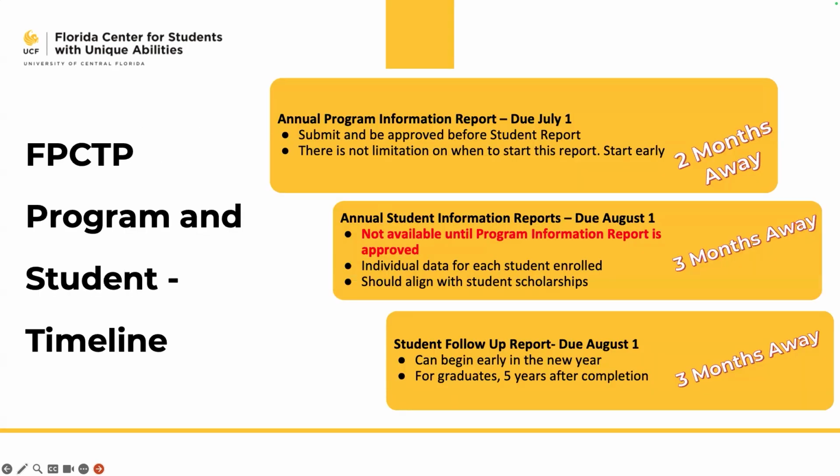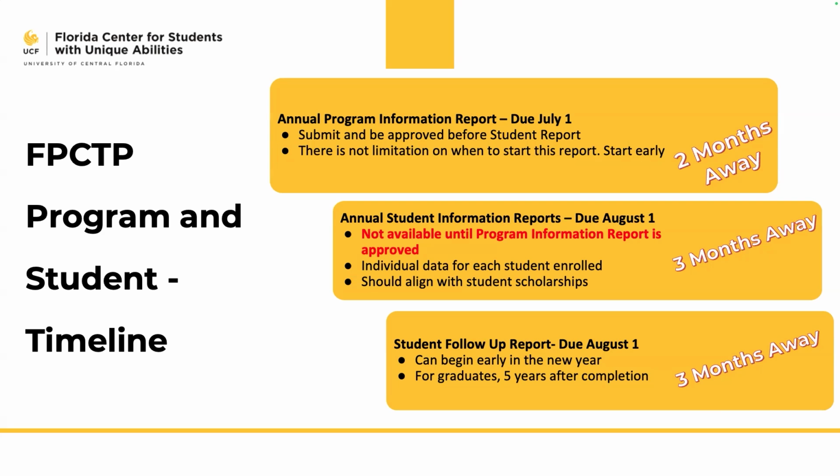So just a reminder, our report timeline. Our annual program report is due July 1st. I know this says 2 months away, but I was looking at my calendar and oh my goodness, it's like 5 weeks away. I am reviewing them. We've already have some that have already been approved. So go ahead, submit your annual reports.